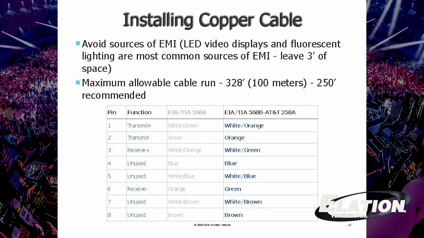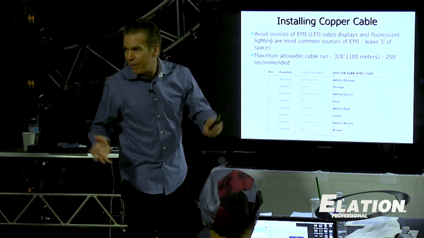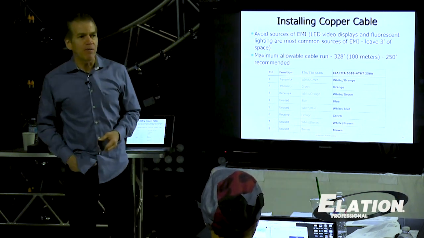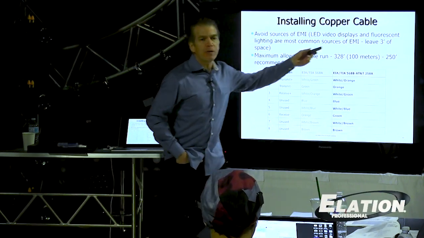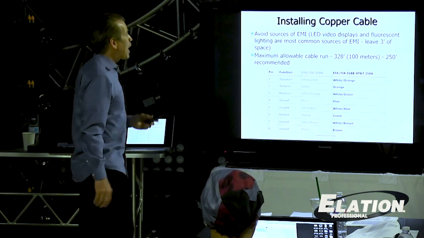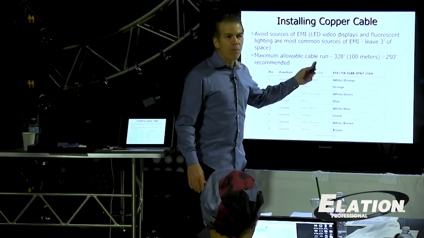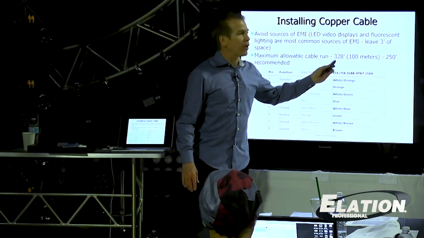When you're running your Ethernet cable, try to avoid sources of electromagnetic interference. Things like LED video walls, fluorescent lights. You know, envision a big cloud of electromagnetic interference around fluorescent lights and LED walls and LED fixtures. So you want to try to leave at least 3 feet of space between a cable and a source of electromagnetic interference. And now the maximum allowable cable run for Ethernet technically is 100 meters, which is 328 feet.